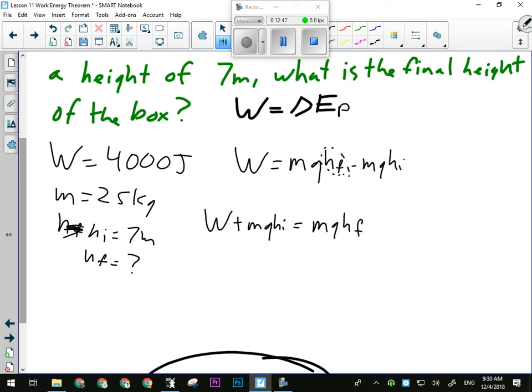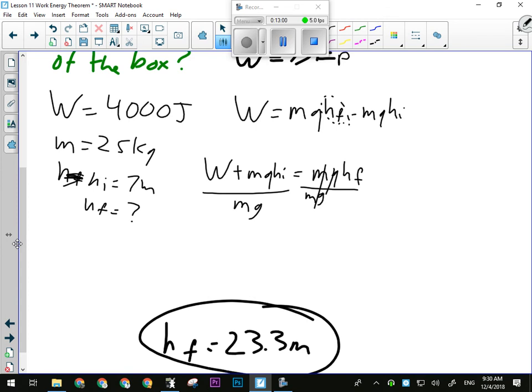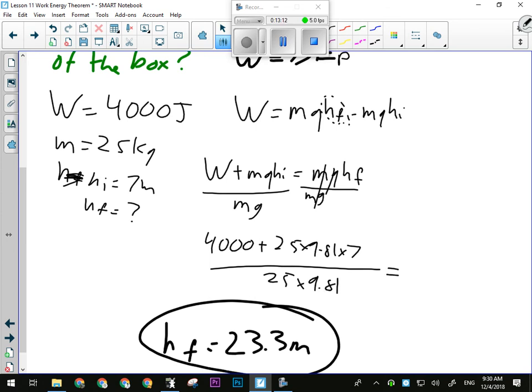I don't want the final energy, I want the final height. So I'm going to divide both sides by m times g. It doesn't cancel, it doesn't come out of there. We're looking for h final. So now we'll have our 4,000 joules plus 25 times 9.81 times 7, divided by 25 times 9.81. And that should give us 23.3 meters as the top of the ladder.